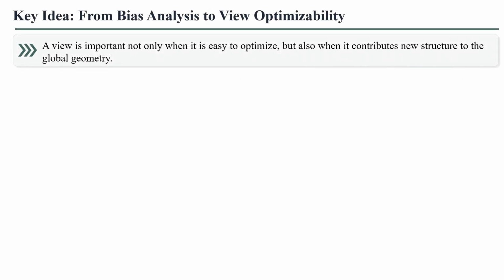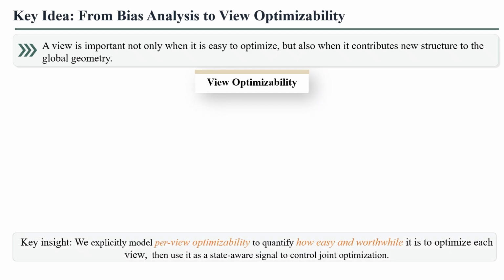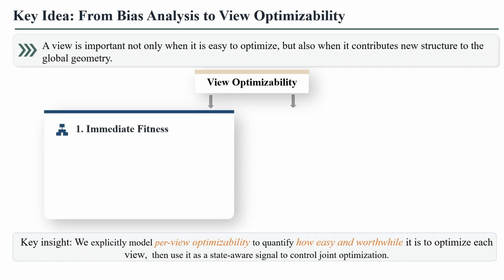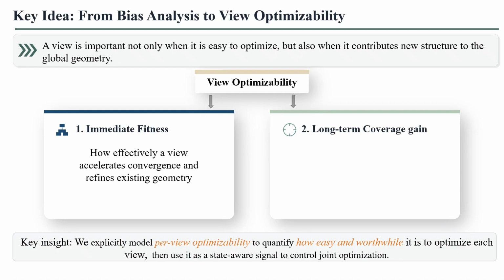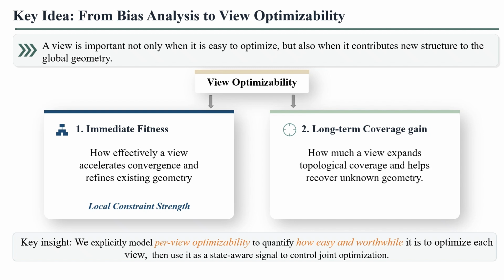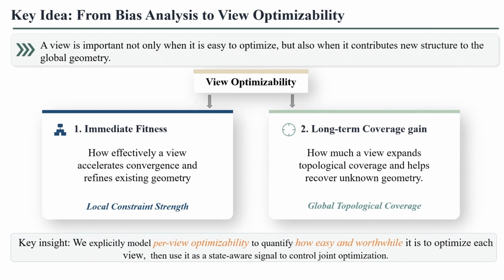Our key idea is to explicitly model per-view optimizability from two complementary perspectives. The first is immediate fitness, which measures how effectively a view can accelerate convergence and refine the currently optimized geometry. This is captured by local multi-view consistency, which we call local constraint strength. The second is long-term coverage gain, which measures how much a view expands topological coverage and helps recover unexplored geometry. This is captured by global topological coverage. By combining these two factors, per-view optimizability becomes a state-aware signal for controlling joint optimization.